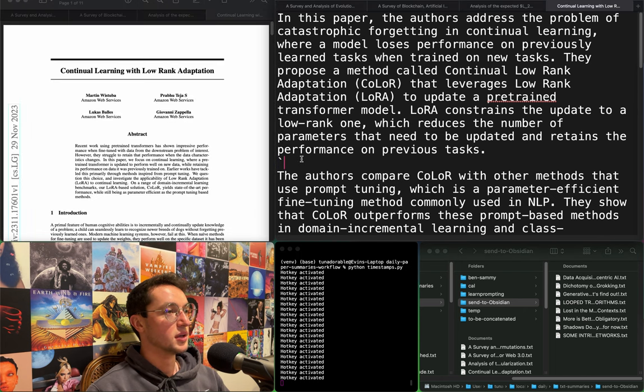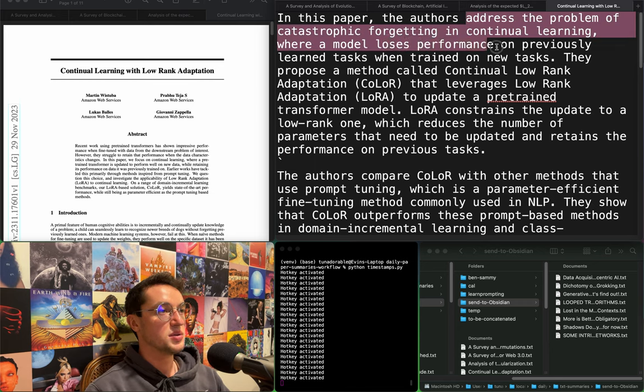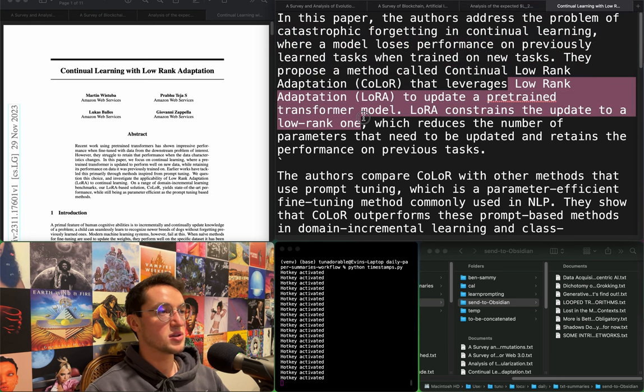Continual learning with low-rank adaptation. Address the problem of catastrophic forgetting and continual learning, where a model loses performance on previously learned tasks when trained on new tasks. Propose a method called continual low-rank adaptation that leverages low-rank adaptation to update a pre-trained transformer model. LoRA constrains the update to a low-rank one, which reduces the number of parameters that need to be updated and retains the performance of previous tasks.